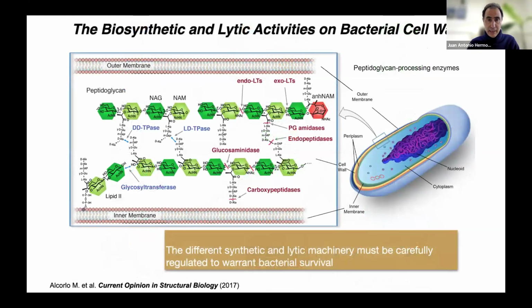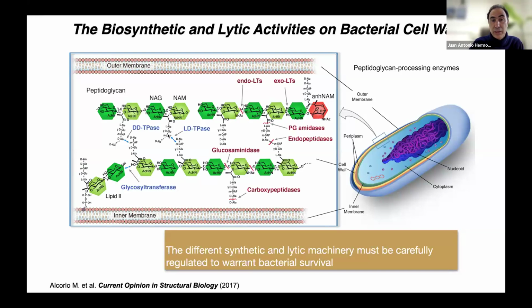So as you can imagine, there are two different machineries, the biosynthetic machinery and the lytic machinery. The first one has been explained by David, in which we have glycosyltransferase activities that make the polymerization of the glycan chains, and also the transpeptidations that make the cross-links in the peptide stems. But together with these biosynthetic machineries, there are also the lytic machineries, which are specific enzymes able to cleave specific places on the peptidoglycan framework.